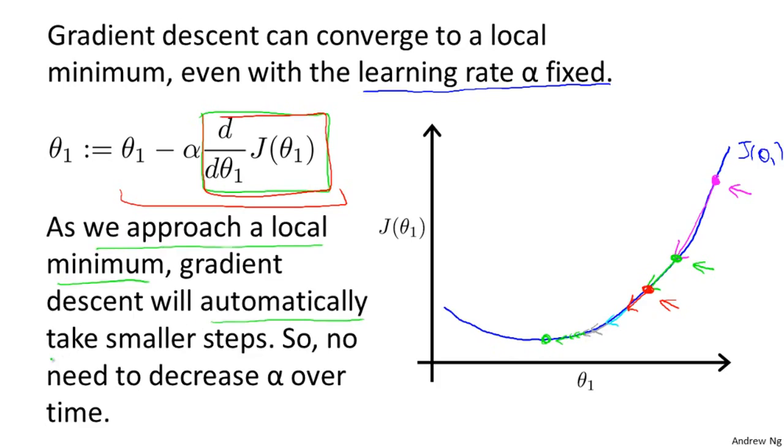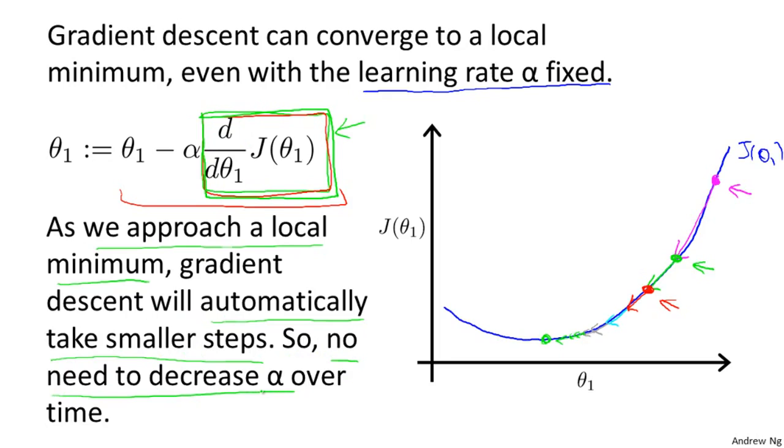So just to recap, in gradient descent, as we approach a local minimum, gradient descent will automatically take smaller steps. And that's because as we approach the local minimum, by definition, the local minimum is when this derivative is equal to 0. So as we approach the local minimum, this derivative term will automatically get smaller, and so gradient descent will automatically take smaller steps. So this is what gradient descent looks like, and so there's actually no need to decrease alpha over time.